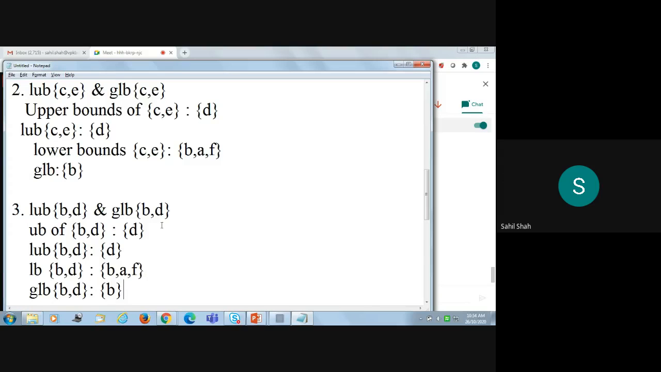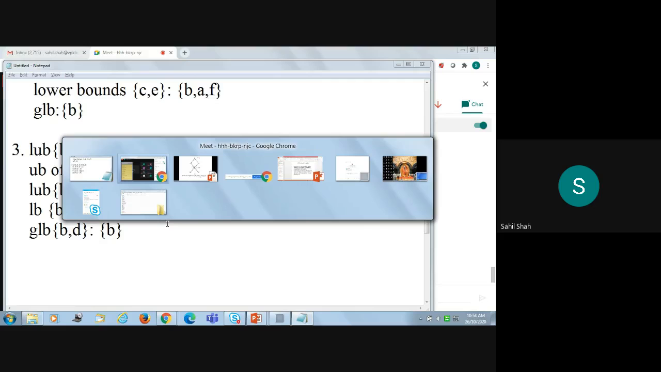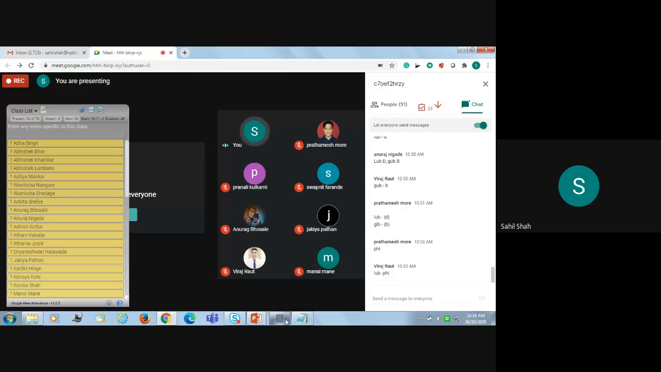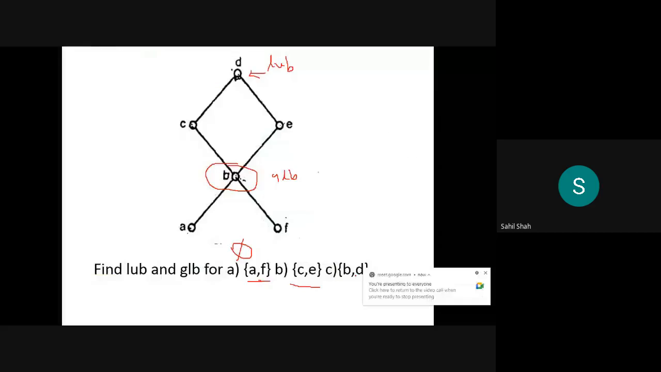Can we say like this? Okay, 5 will not come. Why? For D there is nothing. While computing upper bounds for pair B, D, you are looking for both elements B as well as D.